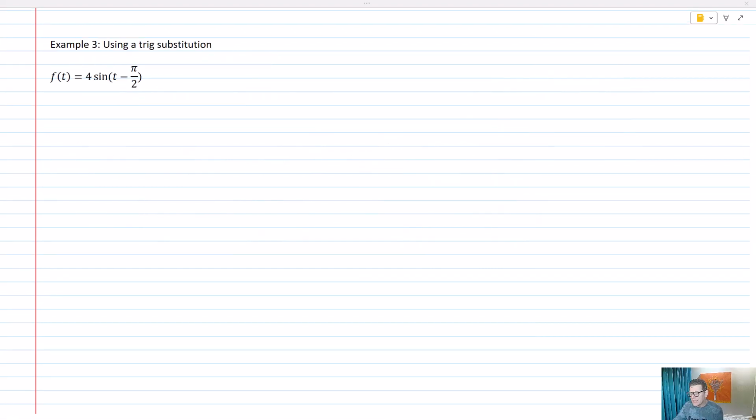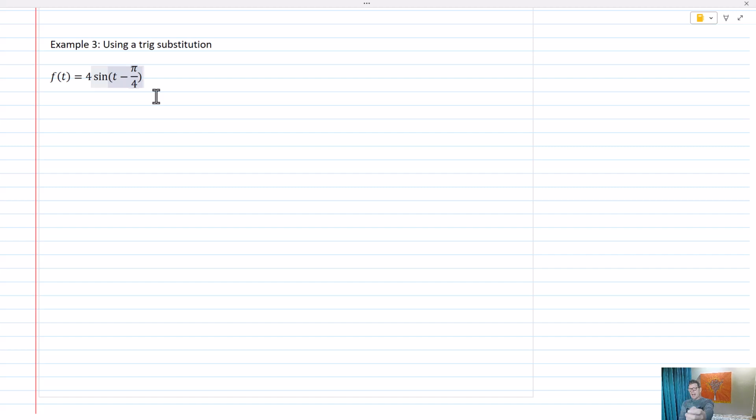In our third and final example, we're going to take a look at utilizing a trig substitution. Now, there are a lot of different kinds of trig substitutions that you might use. Or we might actually use different kinds of algebraic substitutions depending upon the kind of Laplace transform that we're looking at. To go through all of them would be kind of difficult because there really is a very wide range. But let's take a look at f of t equals 4 sine of t minus pi over 4.